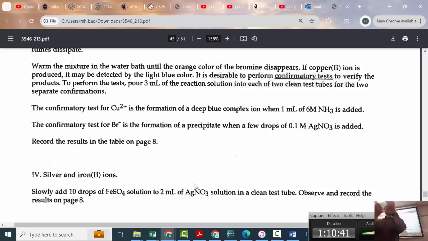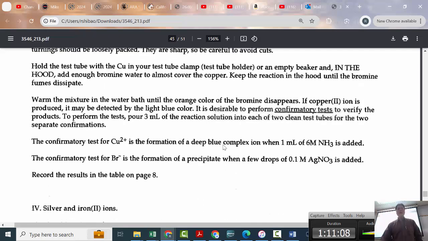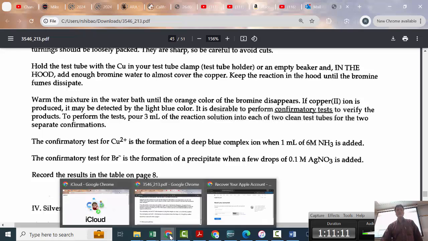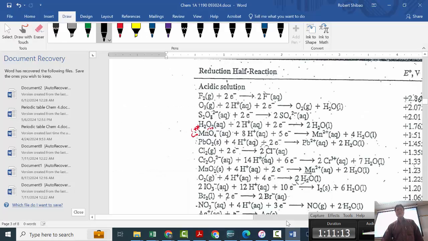So the test for copper 2 is to bring out that blue color, we add aqueous ammonia. When you add aqueous ammonia, the color just darkens to deep blue. If we see a deep blue, then that means we have copper 2 ions present. And then the other test tube, we're just going to add silver nitrate. When we add silver nitrate, we get a precipitate of silver bromide. And so we're just testing for the presence of copper 2 and bromide, because in this particular reaction, that's what we expect to form here.